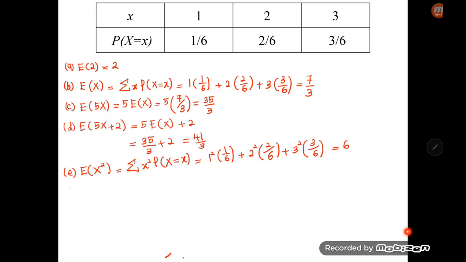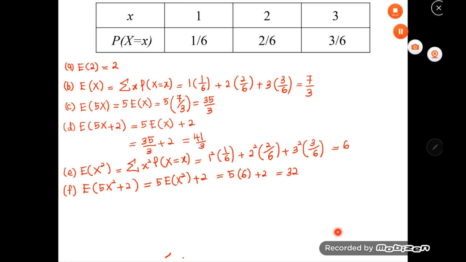So F, expectation of 5X squared plus 2. By applying the properties of expectation, we will get this as 5 times the expectation of X squared plus 2. So 5 times the expectation of X squared, which is 6, plus 2, then we will get 32.